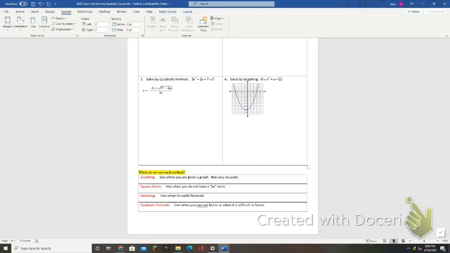But I'm going to leave you with this. You have to pay attention to the directions. You only want to solve by graphing when the directions tell you to and you're given a graph. You want to solve by square roots when you do not have a bx term. So there's an x squared term and there's a constant, but there's no bx. You want to factor when it's easy for you, or if the directions say solve by factoring. And last but not least, you can always use the quadratic formula if it's difficult for you to factor.